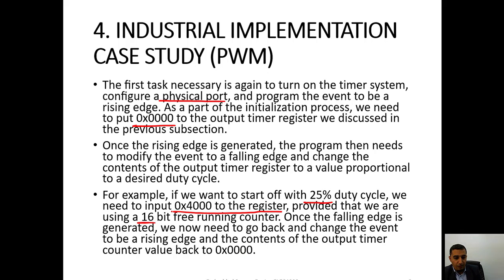Why did we put 4000? Because basically 4000 is 1 over 4 of the 16,000, or FFFF, for the register.